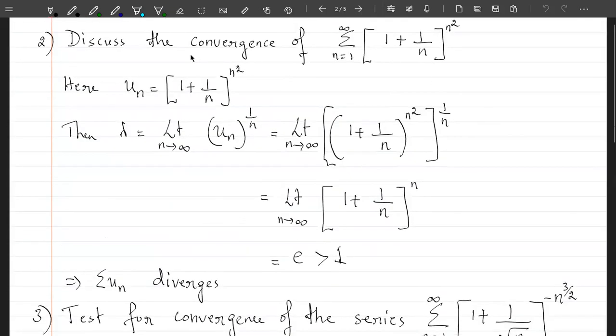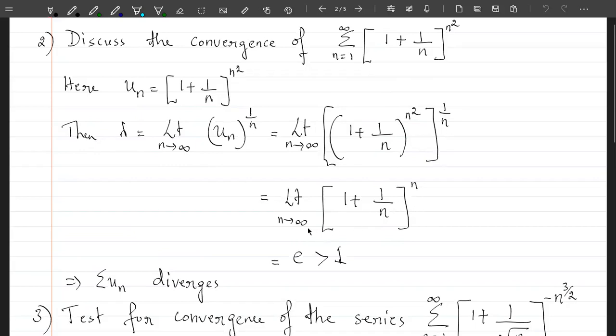Let's take the second one. Discuss the convergence of the series summation n from 1 to infinity 1 plus 1 by n power n square. So here un is clearly 1 plus 1 by n power n square. So we calculate the value of lambda, which is equal to limit n tending to infinity un power 1 by n. This n square will be cancelled with this n. So you get limit n tending to infinity 1 plus 1 by n power n.